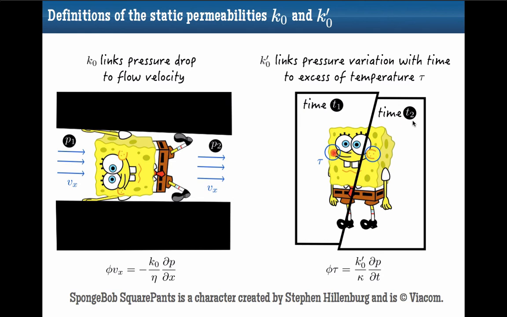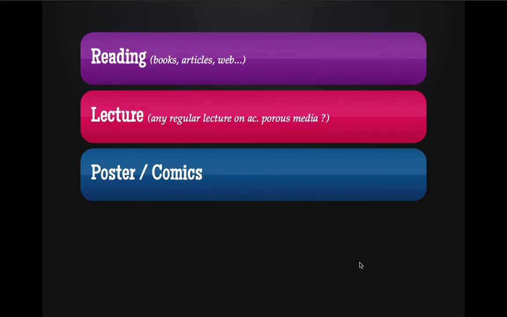Around time t2 there's another variation of the pressure with time, and so the value of the excess of temperature tau is different. At the bottom of this cartoon I have added the equation which gives the exact definition of k prime 0. So this was the third perspective, posters and comics.